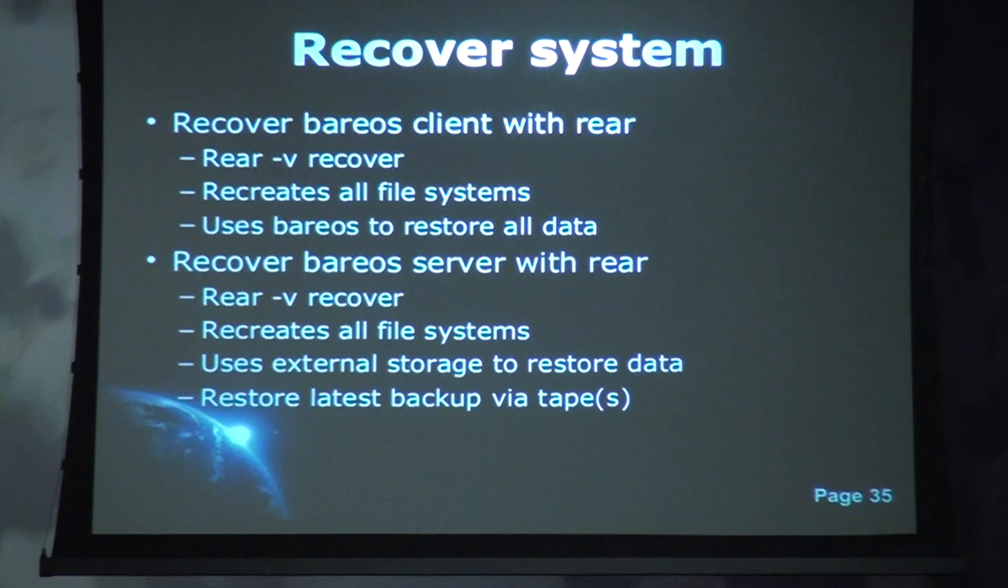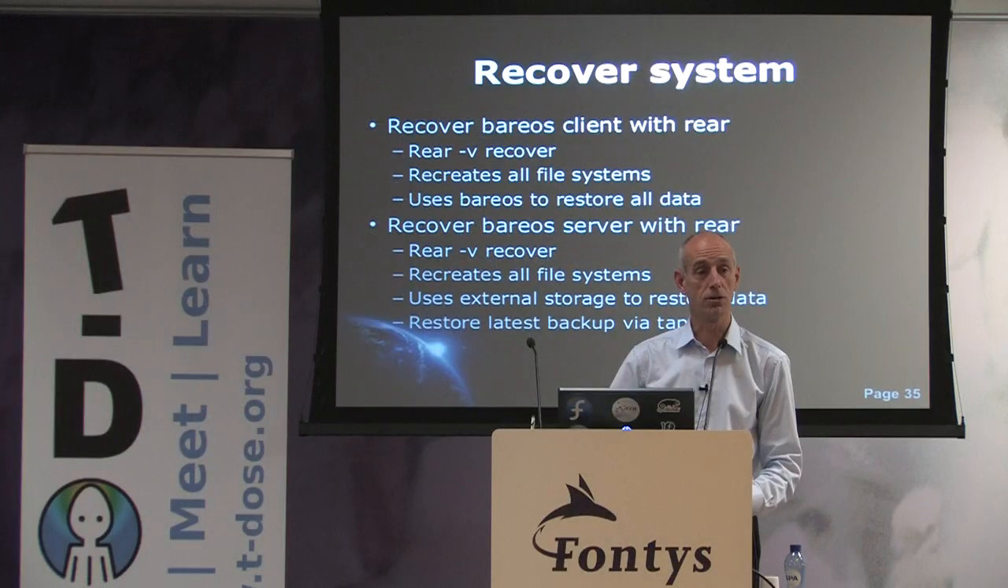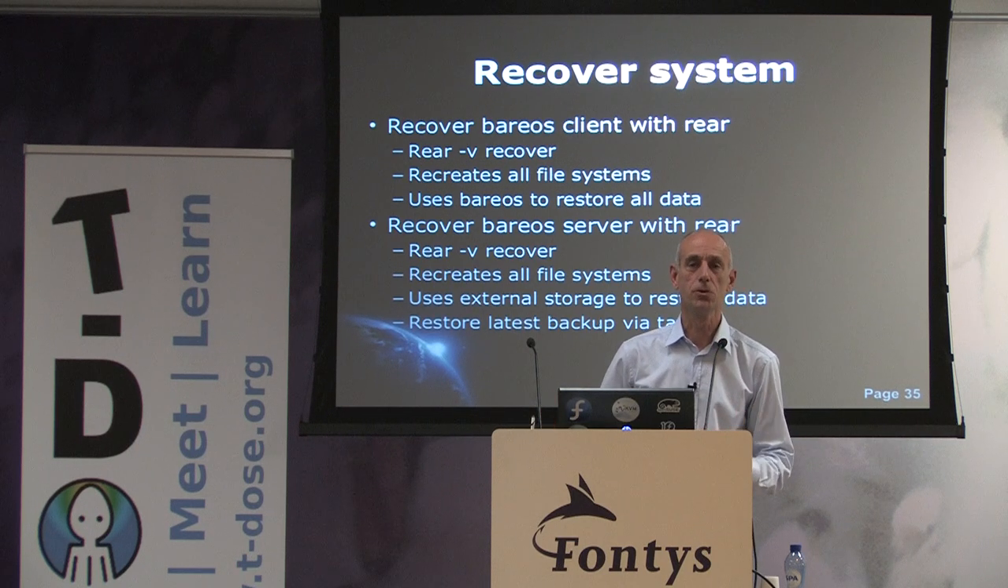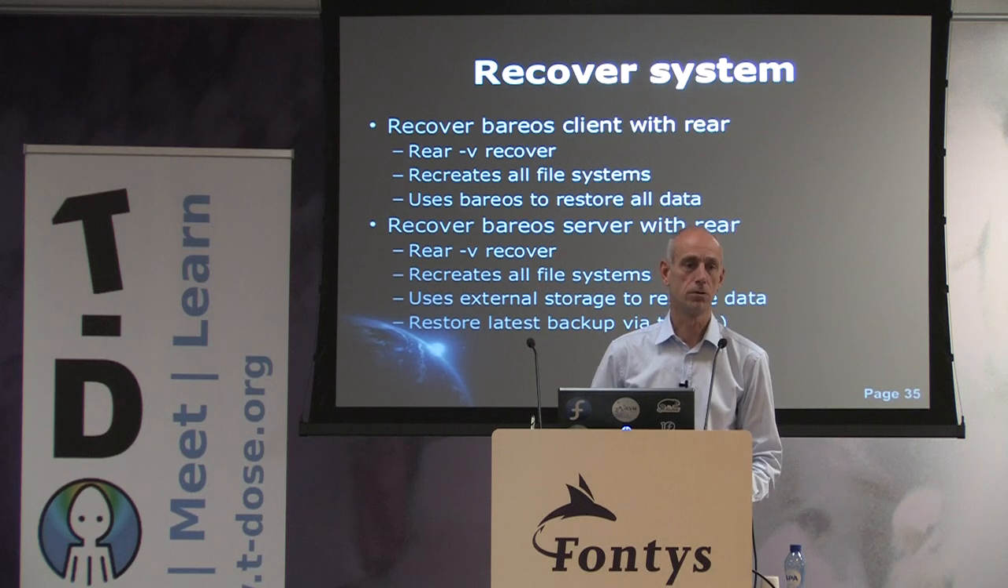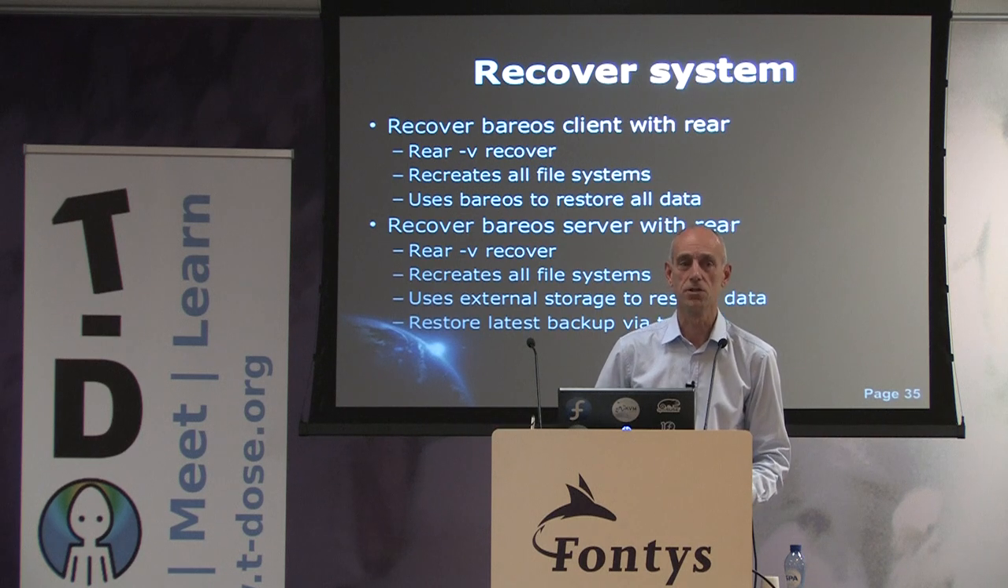And again, Bareos is the key there. The second part: if something happens with your backup system, with your Bareos system, and you have to recover it, it's again the same command, rear recover. But then it will not use Bareos, it will use the mechanism that you defined, the USB, or the NFS location, or the CIFS location, and restore the data. Once you have your Bareos system restored, then you probably use your backup system itself to restore the latest data with tapes, or the cloud storage or another storage that you're using to restore your backups from.